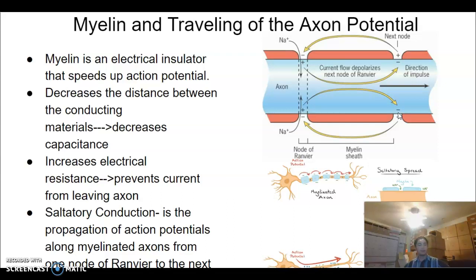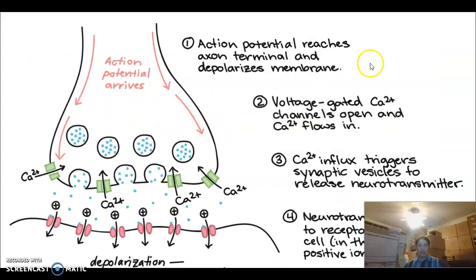This is known as saltatory conduction, which is the propagation of action potentials along myelinated axons from one node of Ranvier to the next. And as it travels on the axon, it finally reaches the synaptic terminal, and then depolarizes the membrane, and the voltage-gated calcium channels open and calcium flows in, which triggers the synaptic vesicles to release the neurotransmitter, which then binds to the receptors and communicates with other cells in the body.